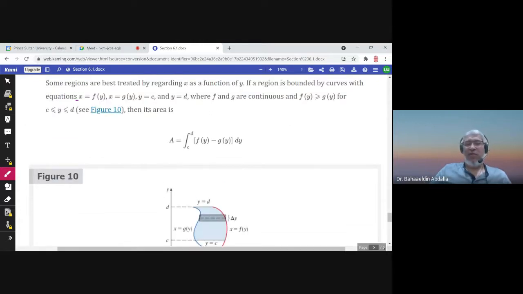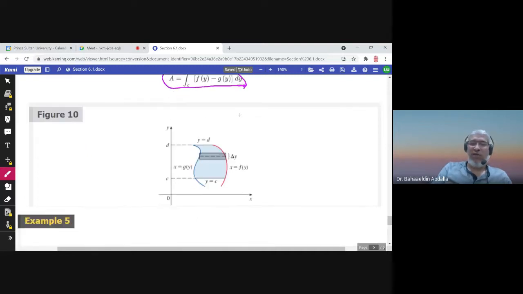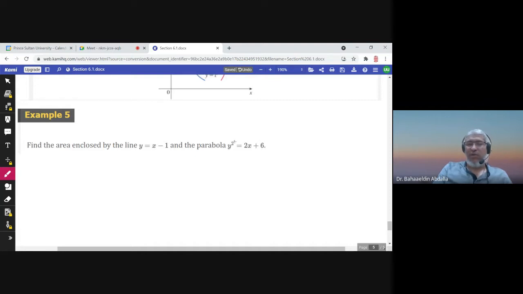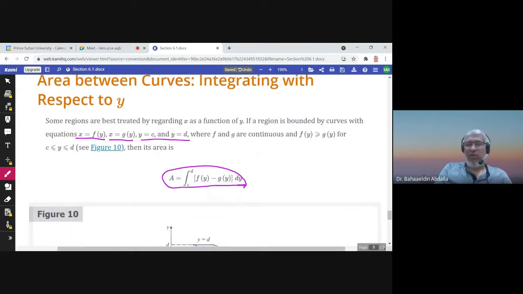So we will have x equals f of y, x equals g of y, and y from c to d. Okay. So the integral here would be in terms of y, dy, and y runs from c to d, and we have f of y to the right minus g of y to the left. So according to the graph, you determine which one to use. Do you integrate with respect to x or with respect to y?